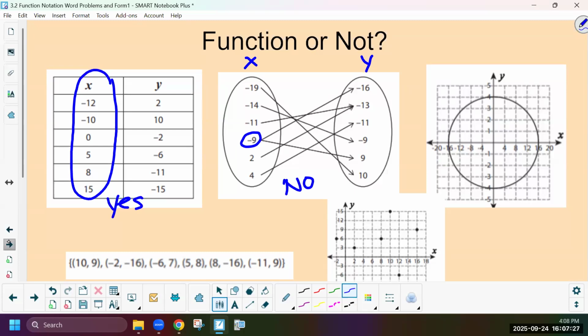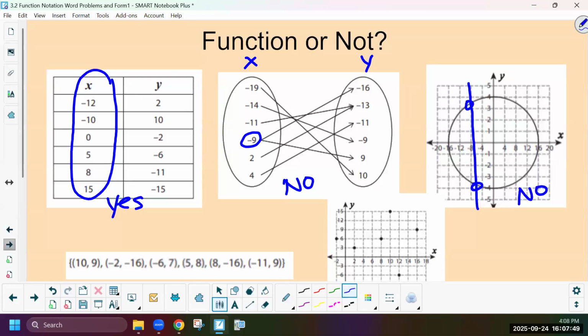All right, the graph on the right is a circle. If I do the vertical line test, so I draw a vertical line anywhere on my graph, I see that it hits 2 times. It is only allowed to touch once. So there are 2 x values. If that was a straight line, you would see the 2 x values that are the same. So that is a no.